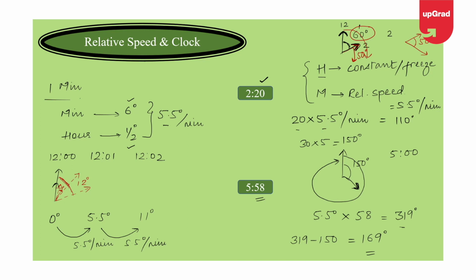Now, if this is clear, I'm going to give you a wonderful concept again over here, specifically for this question. Let's see what it is. I know that 5:58 is nothing but close to 6. So this is how my 6 o'clock looks like. And at 6 o'clock, this angle is 180 degrees. You would agree because both the needles are in opposite directions.